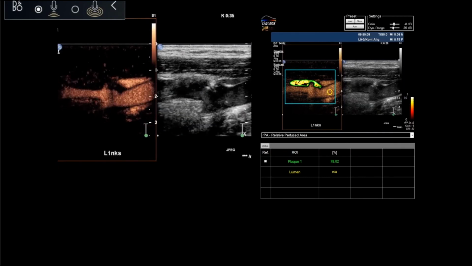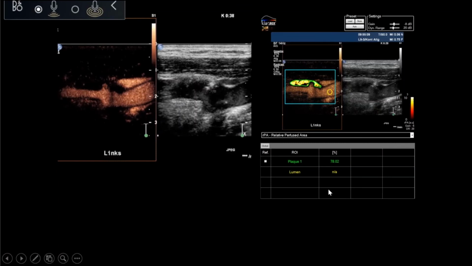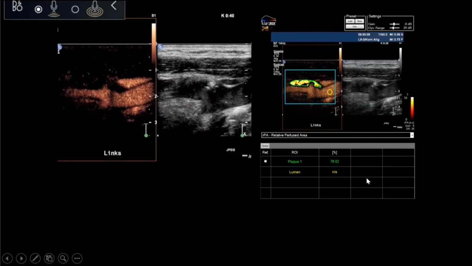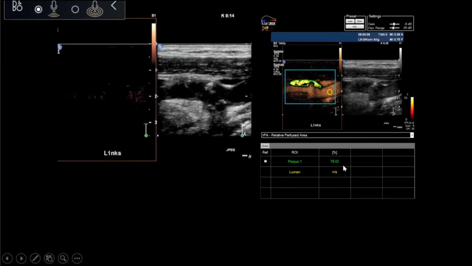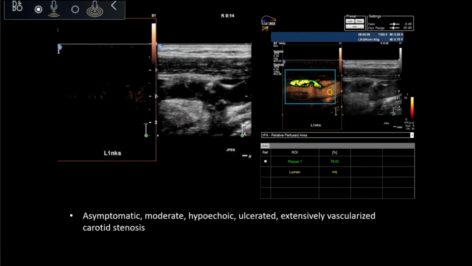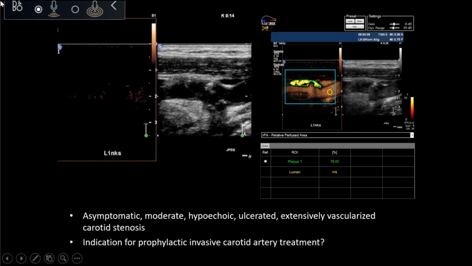And you can also quantify this vascularization by using the view box. There is a relative perfused area which is high, at 78%. So you are facing an asymptomatic, moderate, hypoechoic, altered, and extensively vascularized carotid stenosis. These all seem to be signs of a vulnerable lesion. So even though there is a moderate stenosis, maybe you can discuss if this could be an indication for a prophylactic invasive carotid artery treatment.